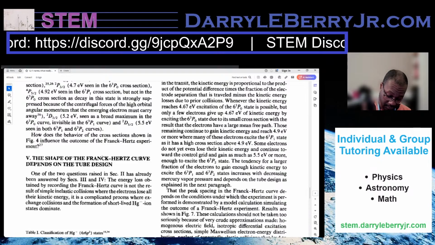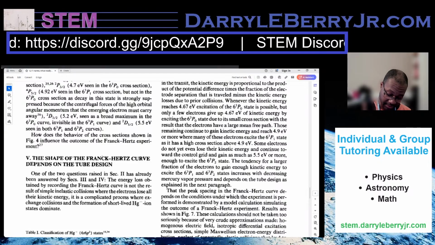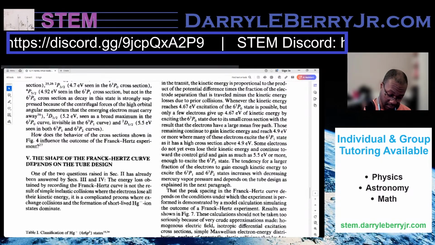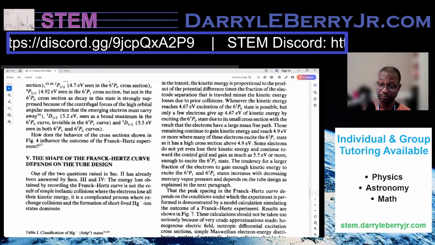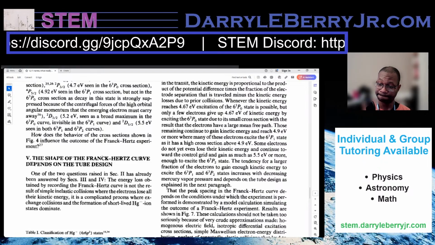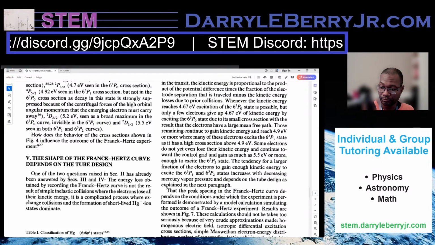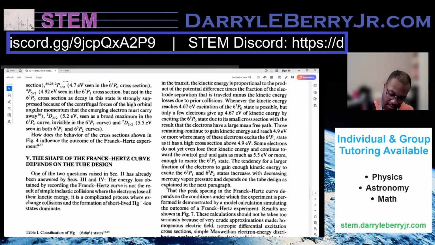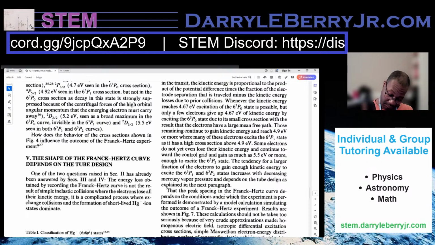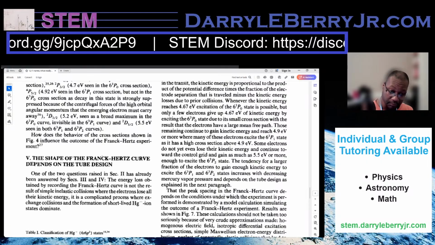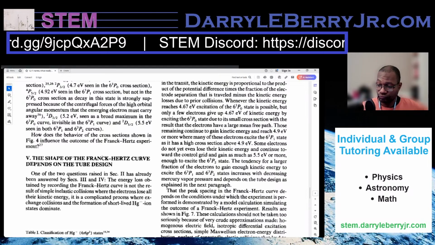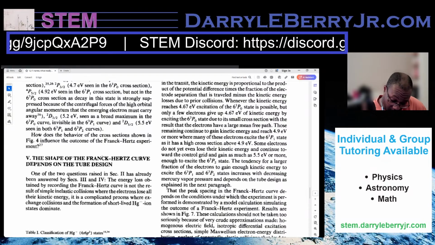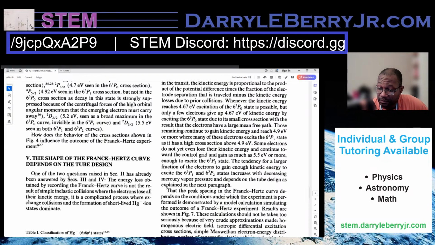There are inelastic collisions. Also, short-lived mercury ions. This is page 4. Well, section 5 is good. It's interesting.